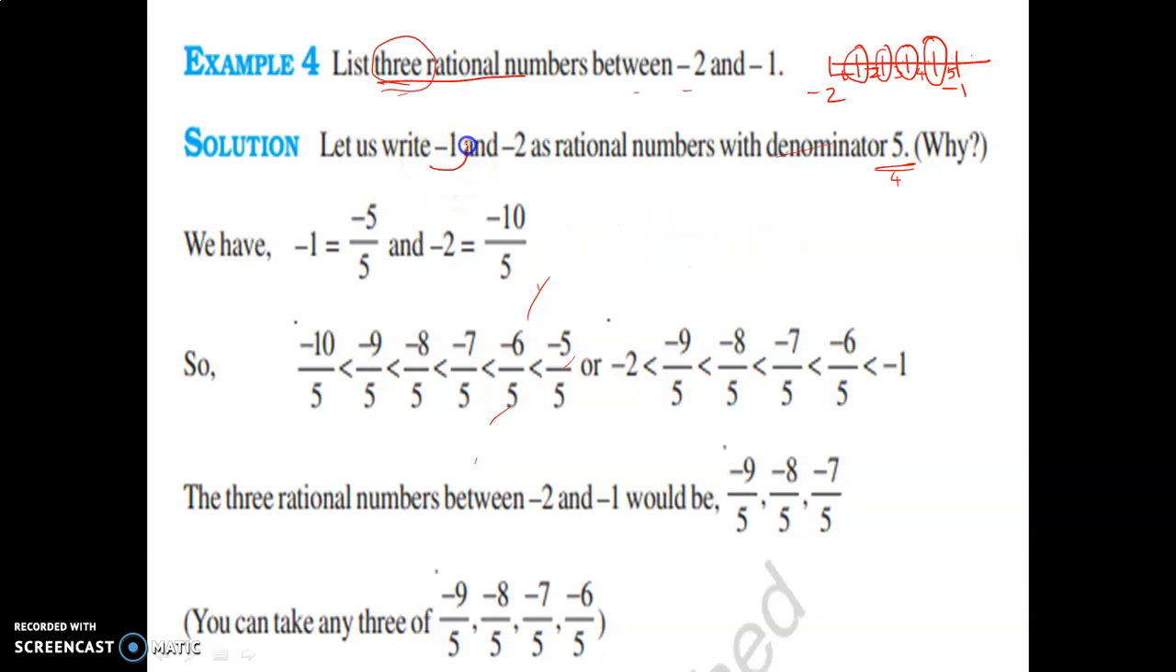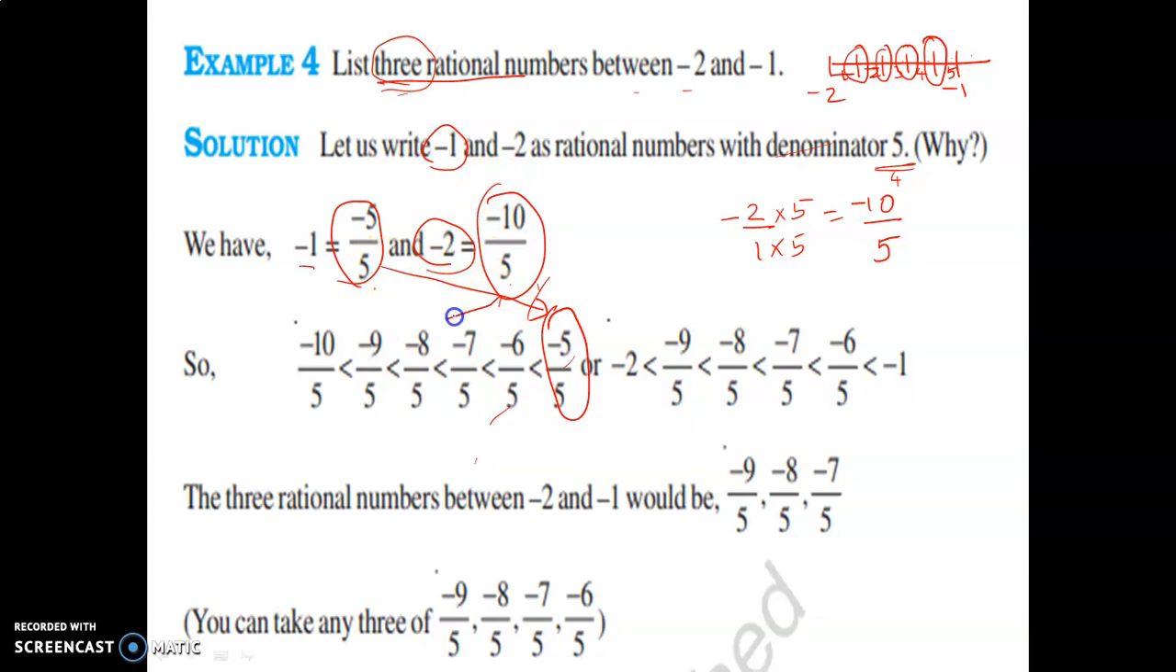How to write this minus 1 with denominator 5? See, we have minus 1 is equal to minus 5 by 5. Similarly, how to write this minus 2 with denominator 5? Simple, children. Multiply by 5. Minus 10 by 5. See, that's what they have written here. So, between minus 5 by 5 and minus 10 by 5, because minus 10 by 5 is smaller, lesser than, it has been written in opposite way.